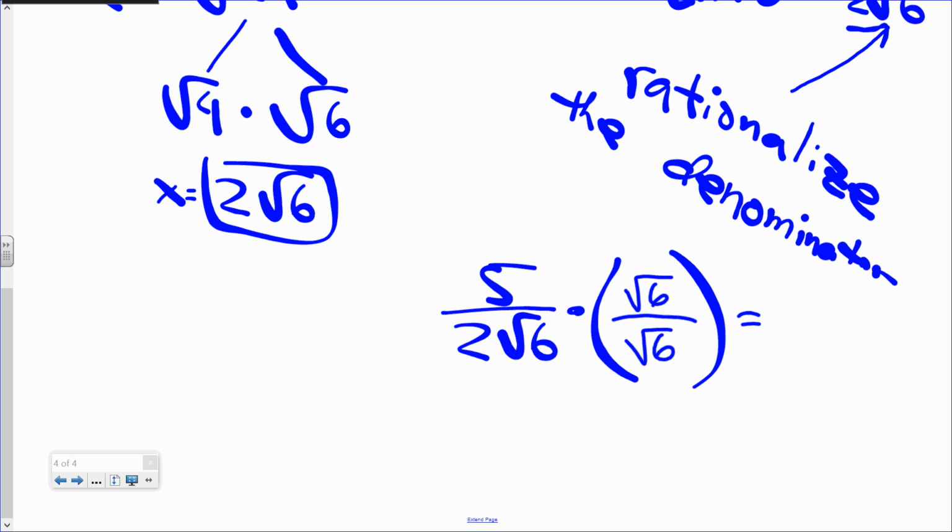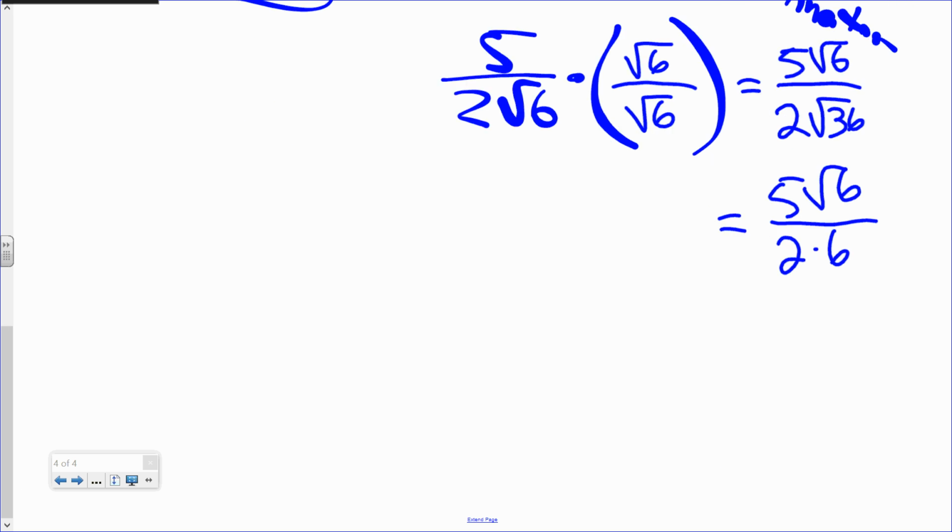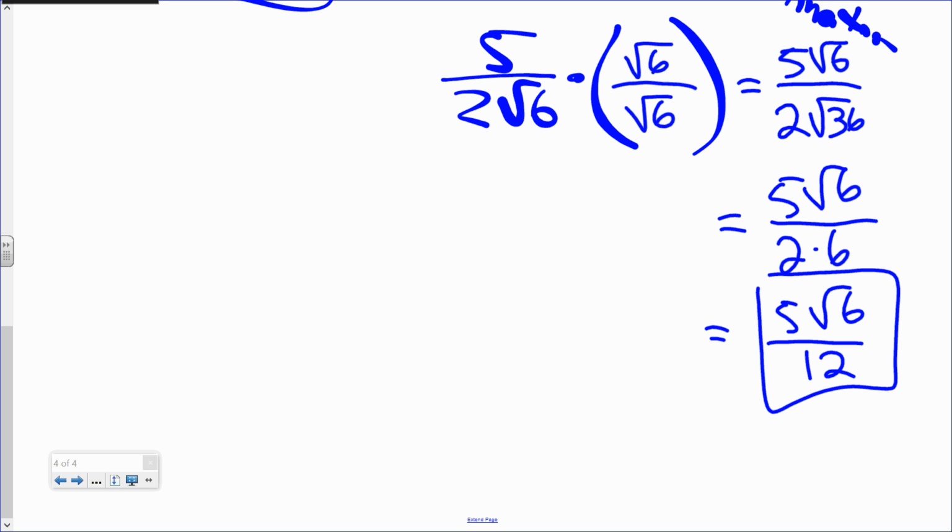Numerator times numerator: 5 times rad 6 is 5 rad 6. It's okay to have an irrational number on the numerator. Watch what happens now, though. 2 rad 6 times rad 6. Radical times radical, I can go ahead and multiply. Radical 6 times radical 6 becomes radical 36, and I got the 2 out there. Well, what is radical 36? 6. So the irrational number's gone. This becomes 5 rad 6 on the numerator over 2 times 6, which becomes 5 rad 6 over 12. This fraction is equivalent to that fraction, but it's good manners because the denominator is rational, not irrational. We just rationalized it.